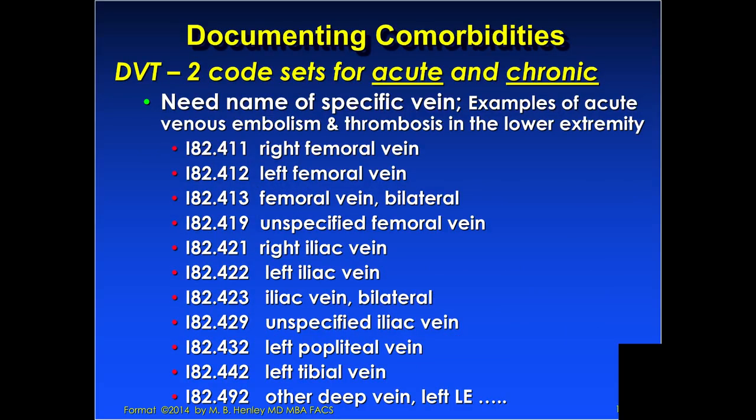Let's look at some of the medical comorbidities. For DVT, for example, there are two code sets, one for acute DVT and the other for chronic. And you need to specify the specific vein. And here are some examples of embolism and thrombosis in the lower extremity. So left or right is there, and you can see as an example, femoral vein, iliac vein, popliteal, tibial, and there are many others that I've left off.